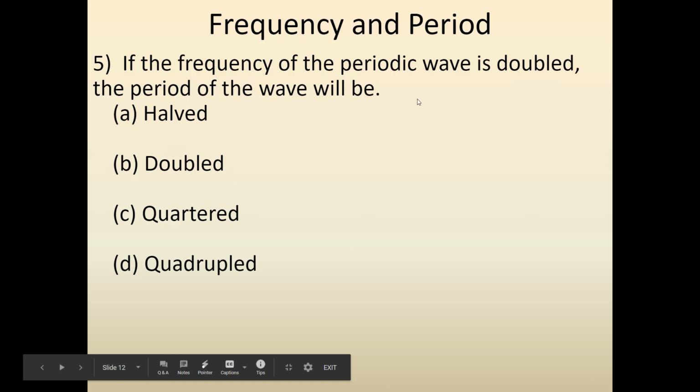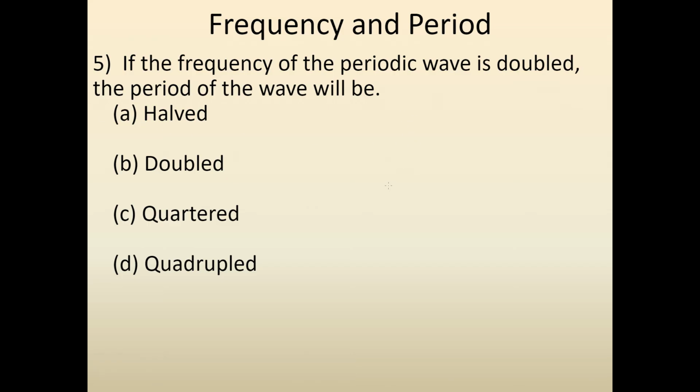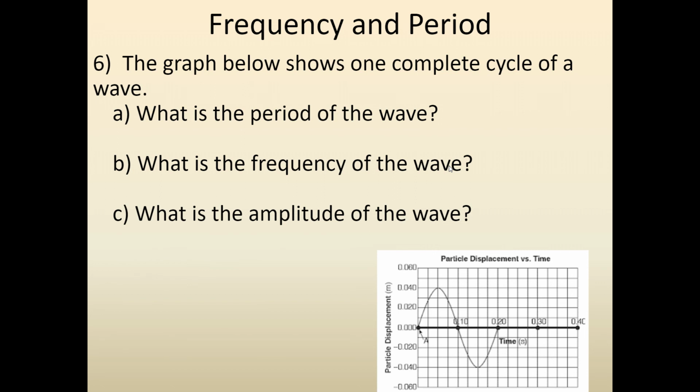All right, for question 5, it's a pretty standard 1-1 method. So period is 1 over the frequency. They have an inverse relationship. My frequency is doubled, and according to this, my period has to be halved. So the answer would be A, halved. Try this one.